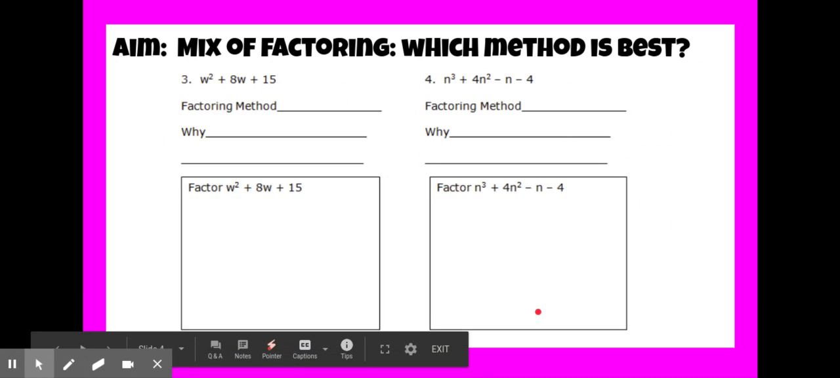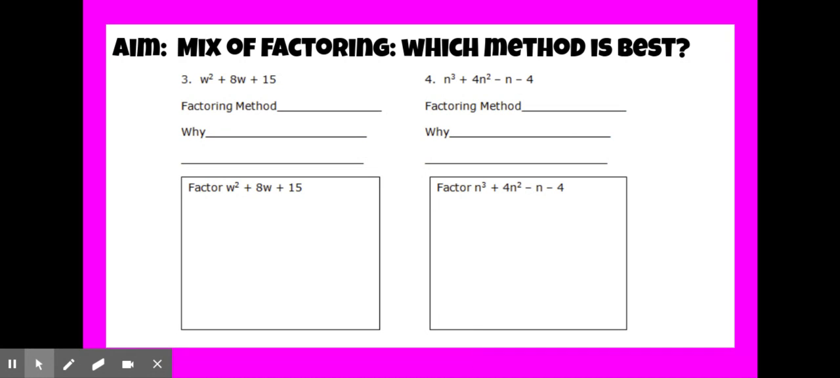The last two we're going to look at now are these two examples. First of all, you're going to ask yourself again, is there a GCF between w squared, 8w, and 15 that I could factor out? The answer is no. Is it a difference of two squares? No, because it's a trinomial. So I know I'm going to be using trinomial grouping. Why? Because it's three terms with no GCF.